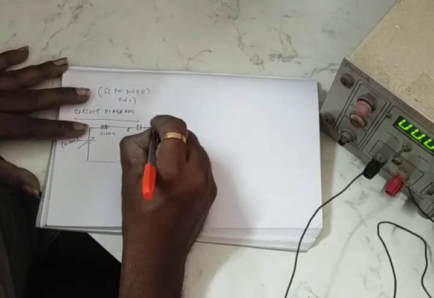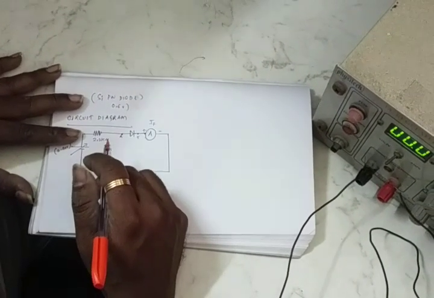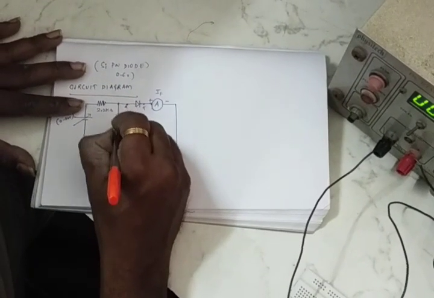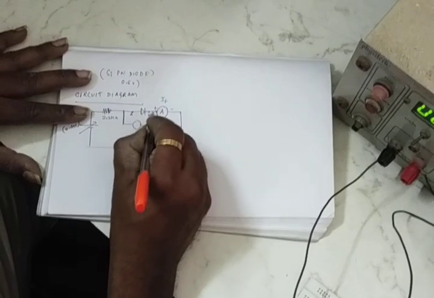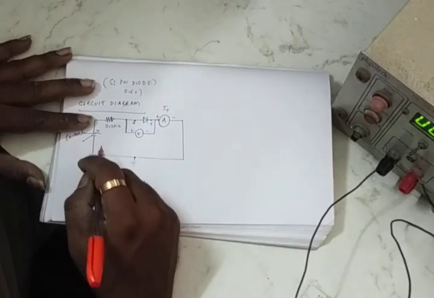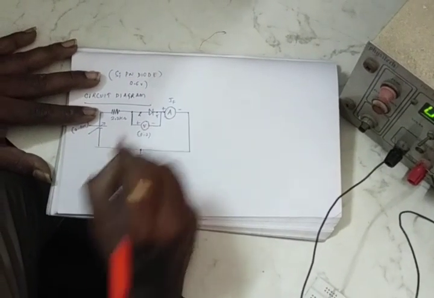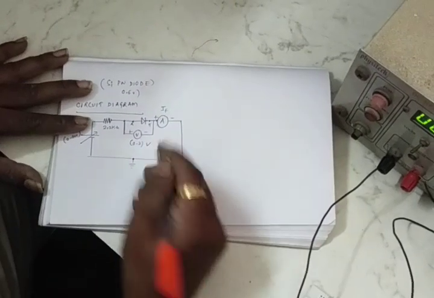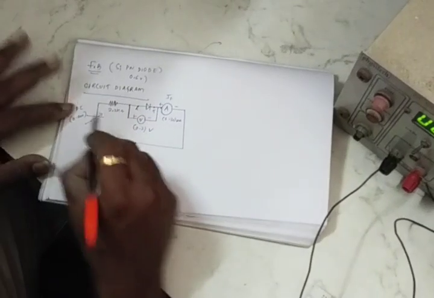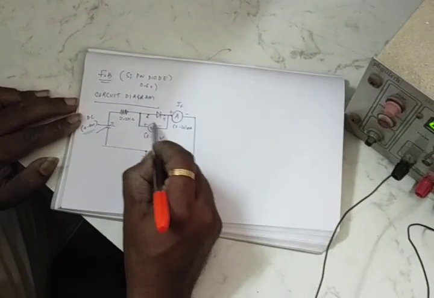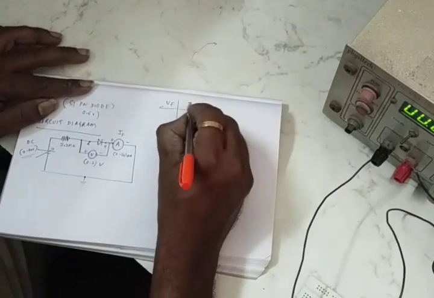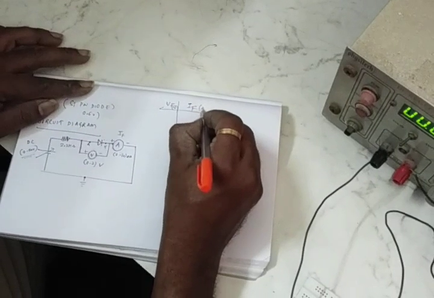We have the current, that is IF. We require the voltage also. So the voltmeter must be connected in parallel with the diode. Voltage positive to positive. The voltage range is 0 to 2 volts, and the current range is 0 to 20 milliamps. By varying this, we should note down the voltage and the current, that is nothing but VF and IF. VF is in volts, IF is in milliamperes.